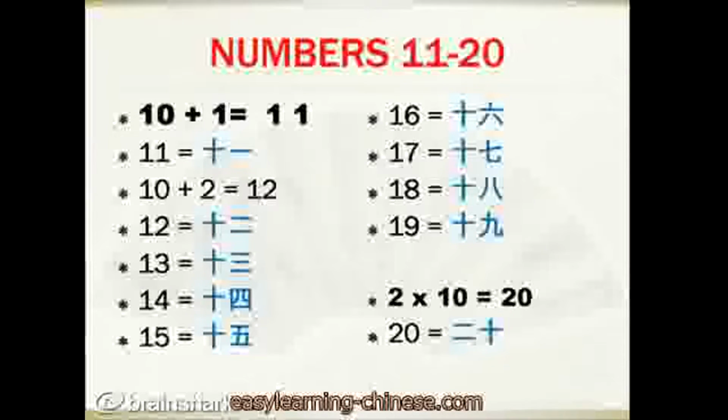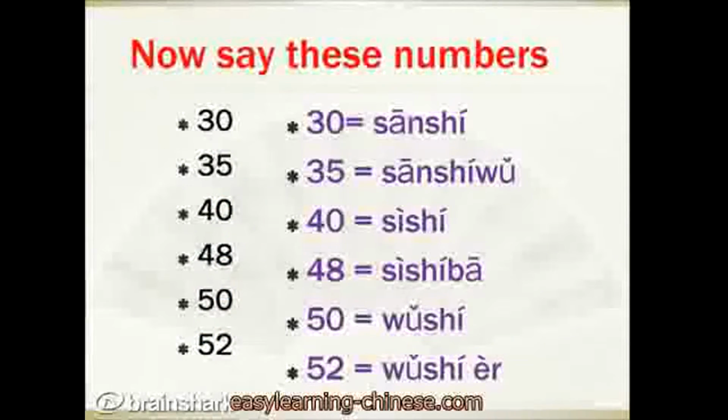11. 12 is 10 plus 2. 13. 14. 15. 16. 17. 18. 19. 20 is 2 10s. 30.